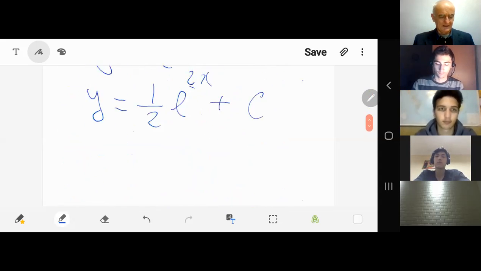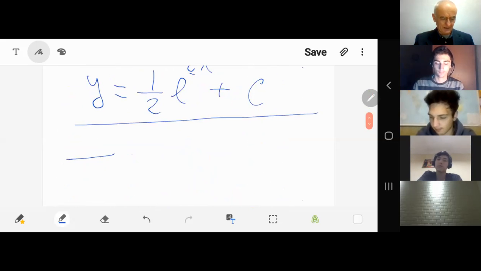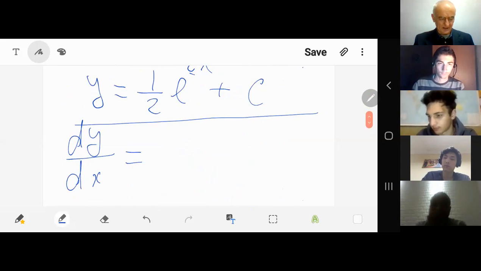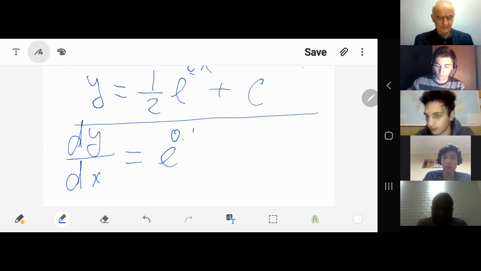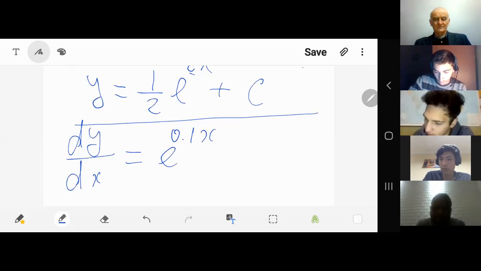Okay. Next example. dy over dx equals e to power 0.1x. It's very similar to the previous problem.